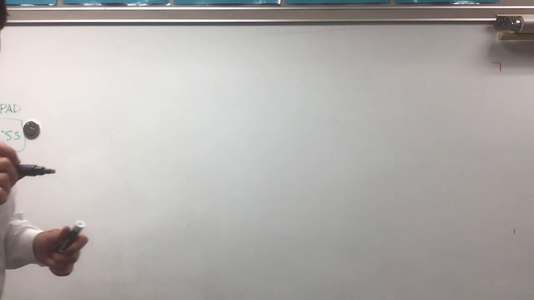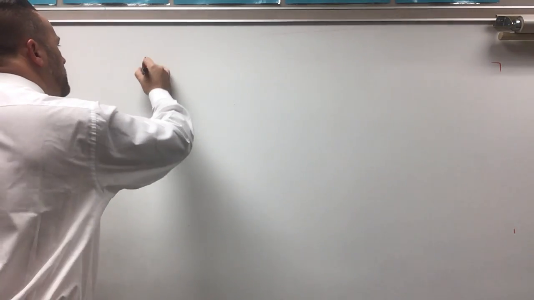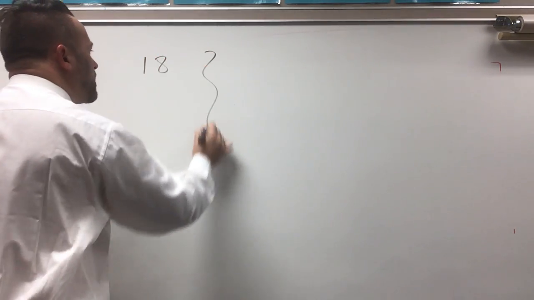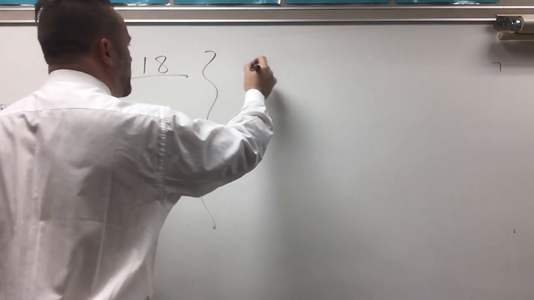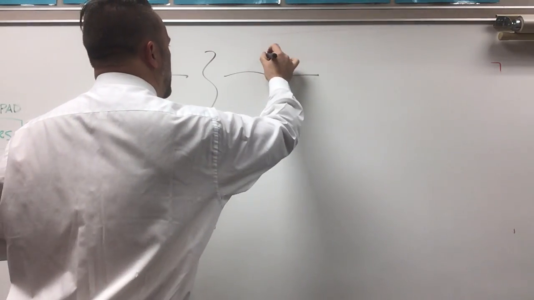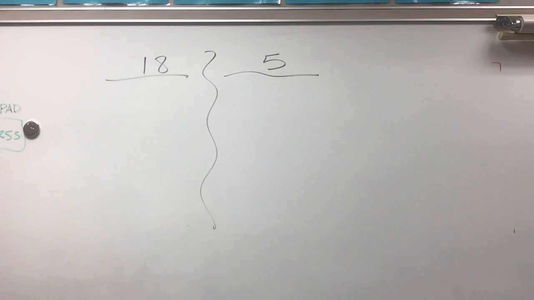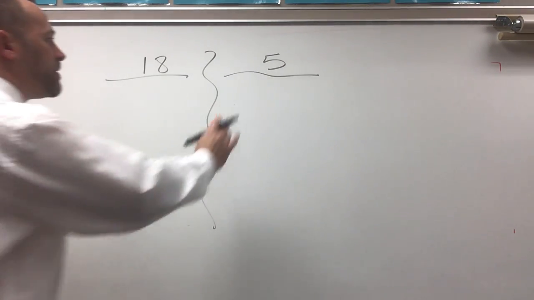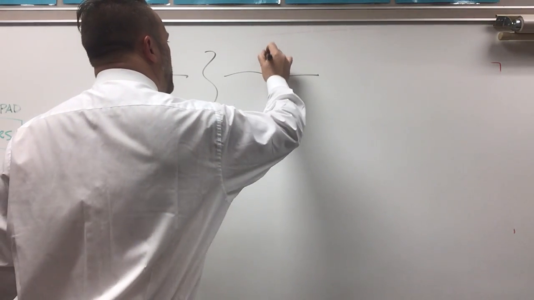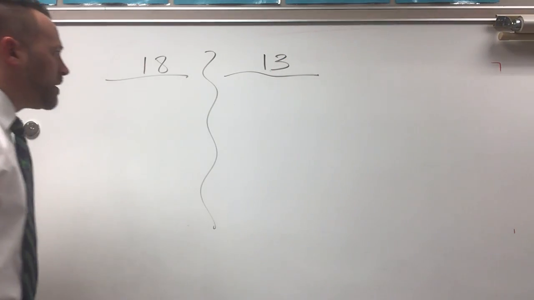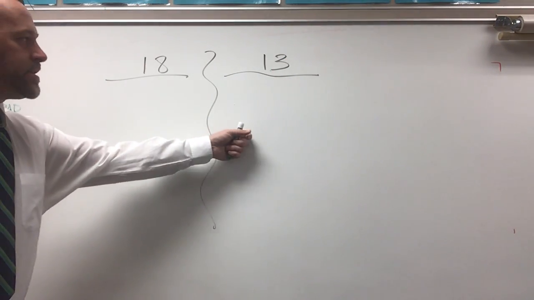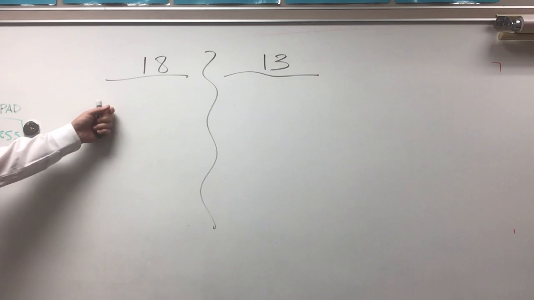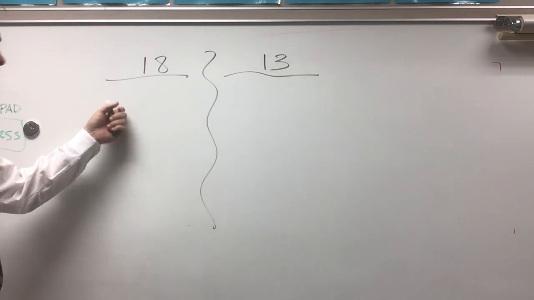All right, we did 2, let's do 2 more here. Let's do 5, let's do 18 and 5. Did we just do 5? We just did 5. How about this one? 13, my bad. All right, 18 and 13. First 2 factors.